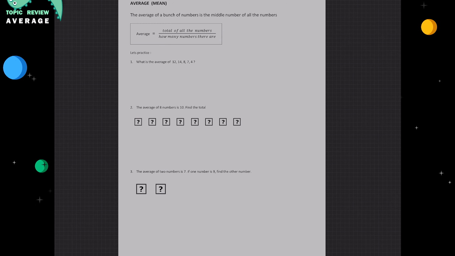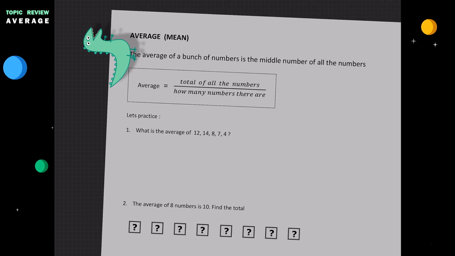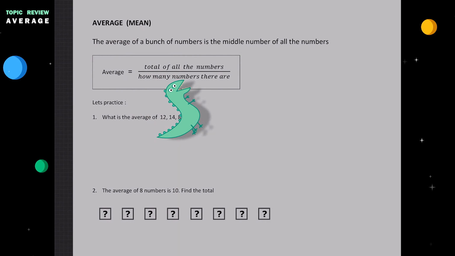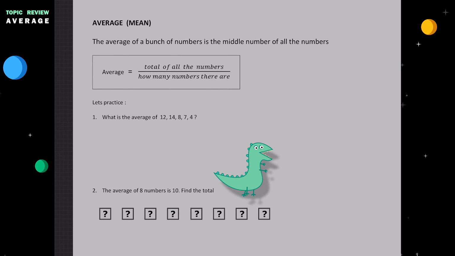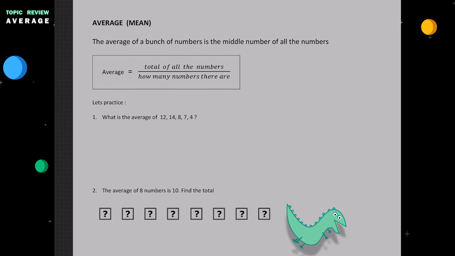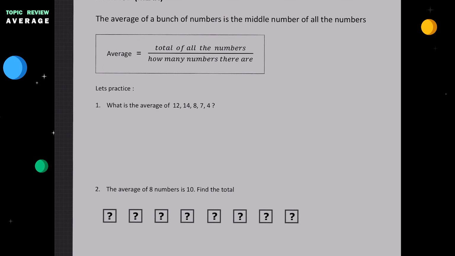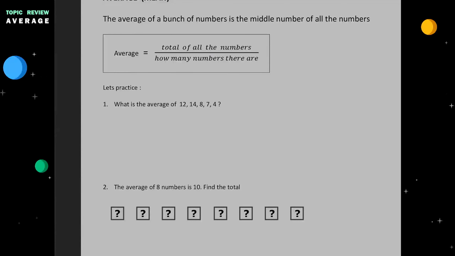On the first page, we have what is the average. I made it very simple. It says the average, or another word for average, is the mean. So when you go to year 9, year 10, and you're doing a topic called statistics, they don't call it the average, they call it the mean.